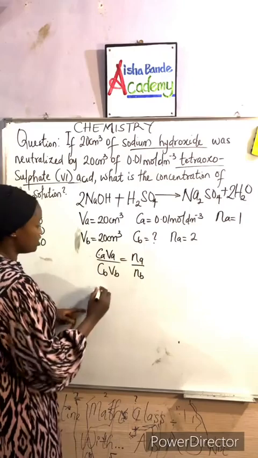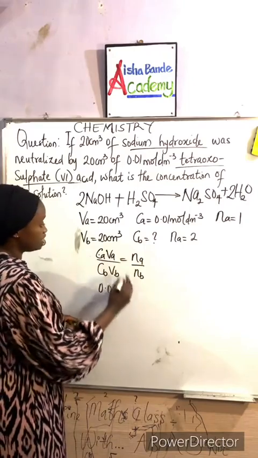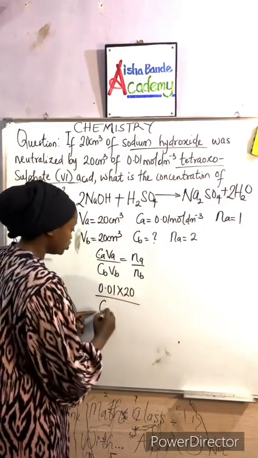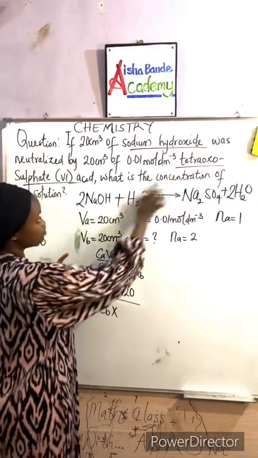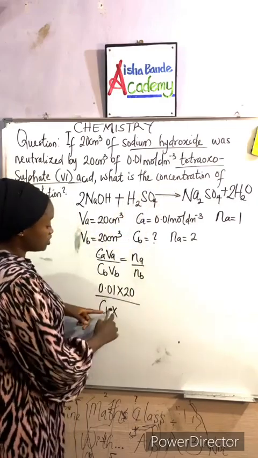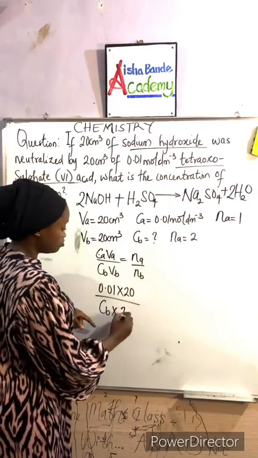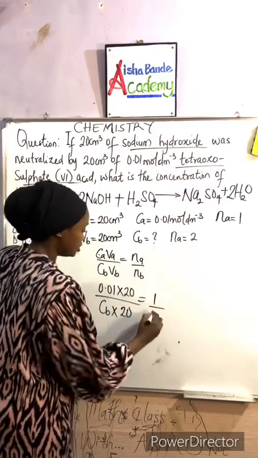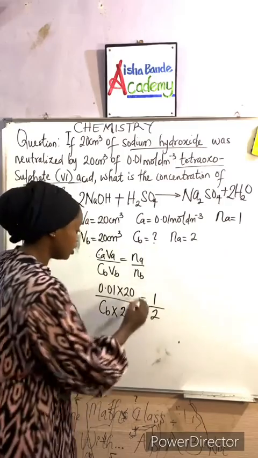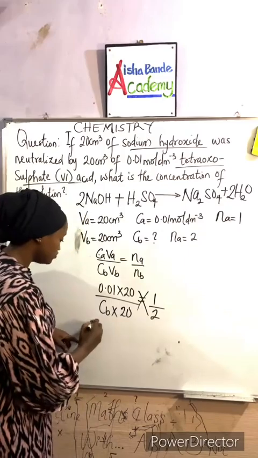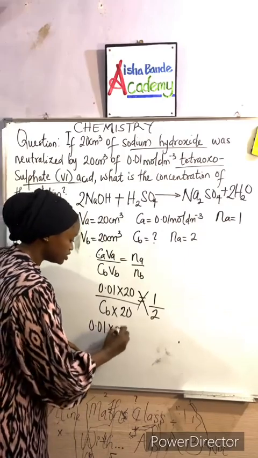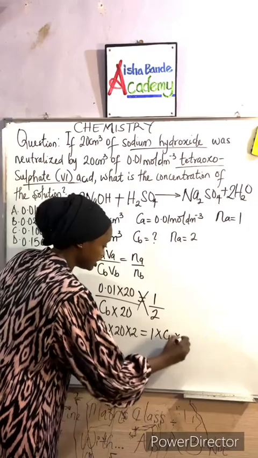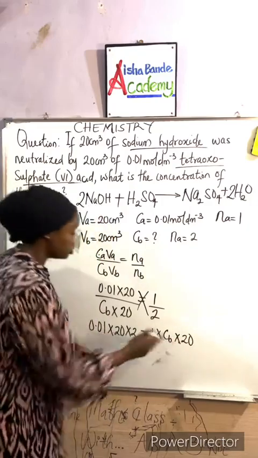So we have our Ca here to be 0.01 times Va, which is 20, all over Cb here, which is the unknown, because we are asked to find the concentration of the solution, times Vb, which is 20, equals to Na, which is 1 over Nb, which is 2. So from here, we simply cross multiply, and we're going to have 0.01 times 20 times 2 equals to 1 times Cb times 20. From here, we can make Cb the subject of formula.